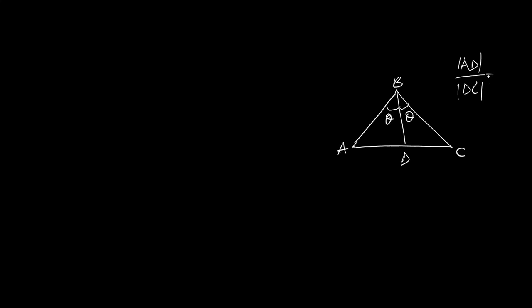Now let me just draw the triangle here. So this triangle now is being bisected by this line. Let's say you have A, B, C, and D. Then this BD bisects this angle here into angle theta. So now, the ratio of AD all over DC is equal to the ratio of AB all over BC.